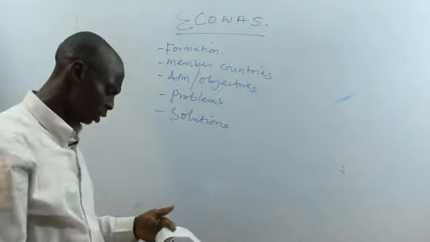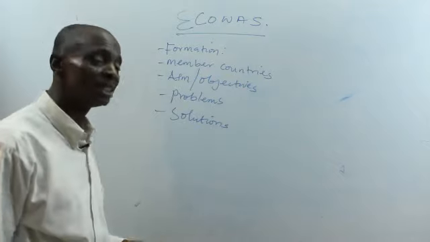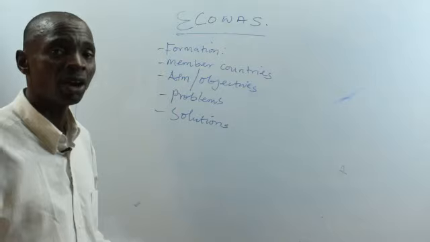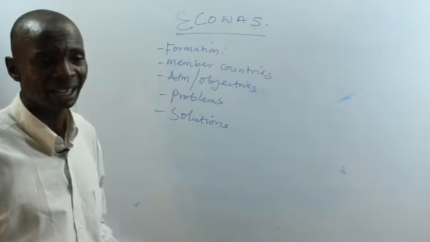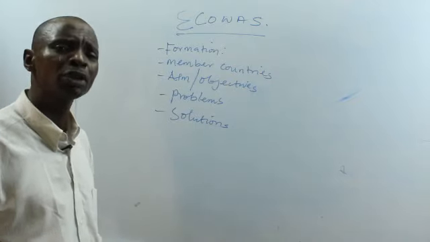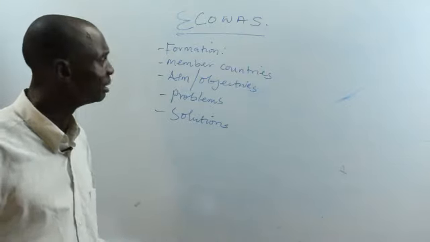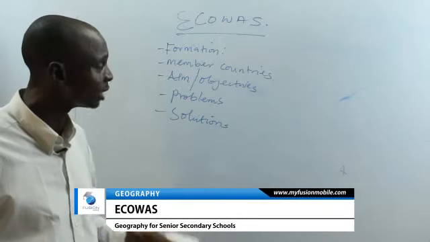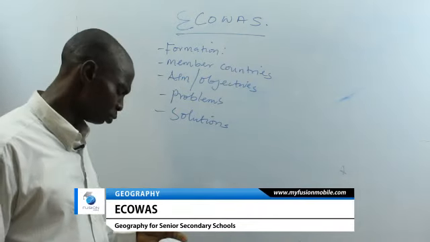Then number 4, we look at language barriers. Some of these countries are francophone, that is, they are French-speaking countries. Others are anglophone, others are Spanish, and some other languages within. So because of this multilingual setting within the region, it affects the rate at which ECOWAS achieves what it set out to achieve.